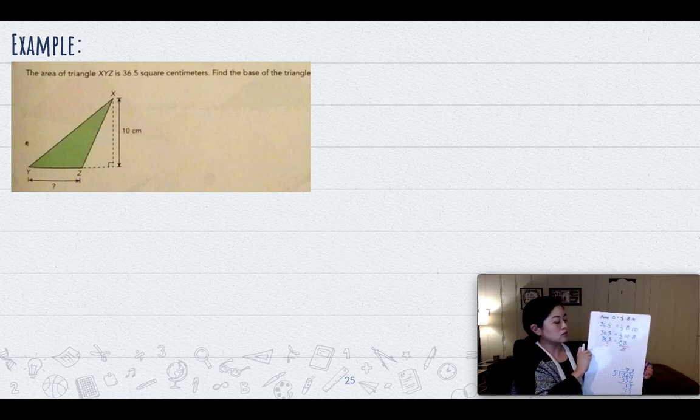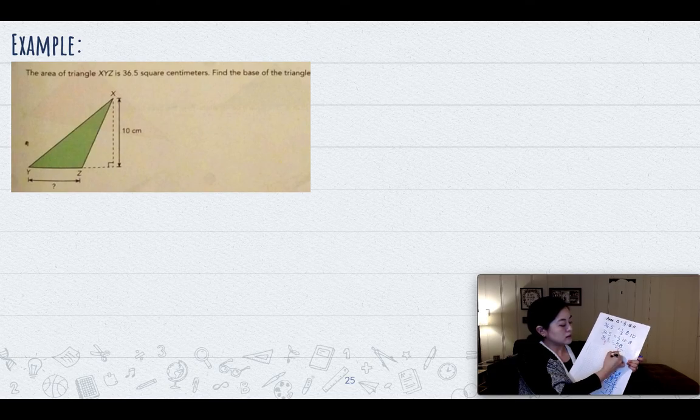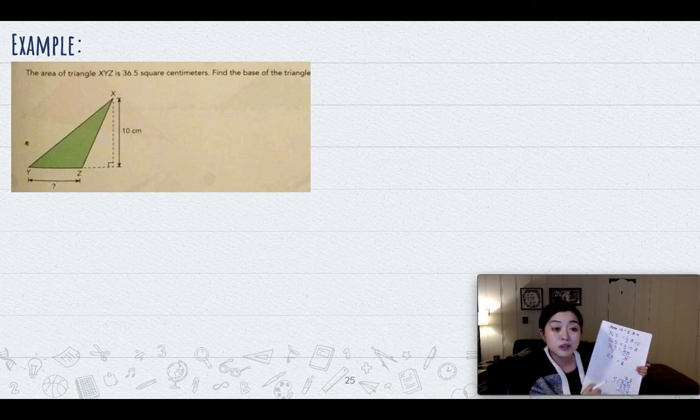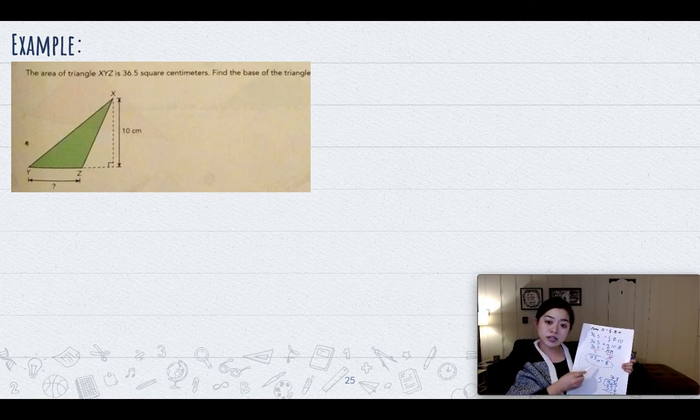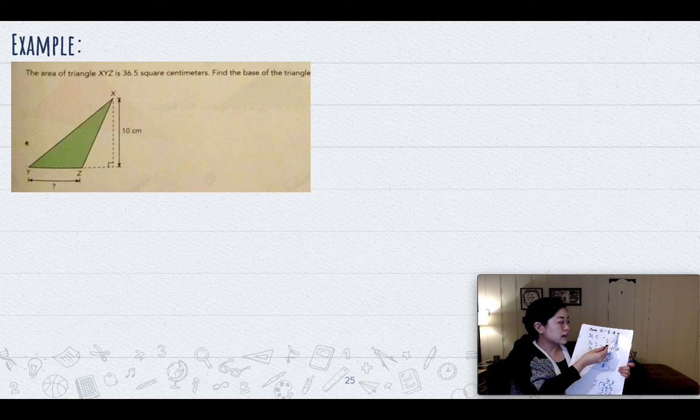Okay, so the base here is 7.3. And what's my unit of measurement? It's centimeters. So I gotta put in centimeters. And again, how do you check if it's correct? You just need to input this back into your area formula for the triangle here, okay? And it should equal, if you input in 7.3 for the base and then 10 for the height and you multiply by 1/2, it should equal 36.5.